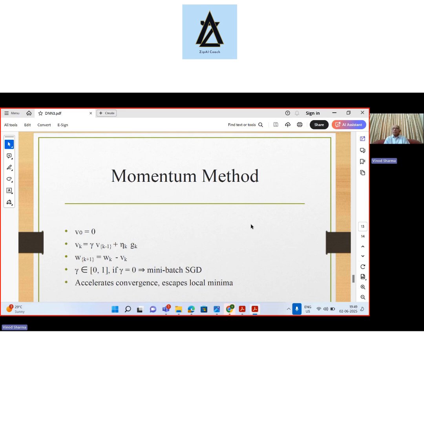Remember, the function that we are minimizing here for deep neural networks is not a convex function. Therefore, GD or SGD or mini batch, they are all going to converge to local minima. But this modification that we have given here helps the algorithm escape from some of the local minima. So this is certainly a good advantage. And of course, it's accelerating the convergence here as well.